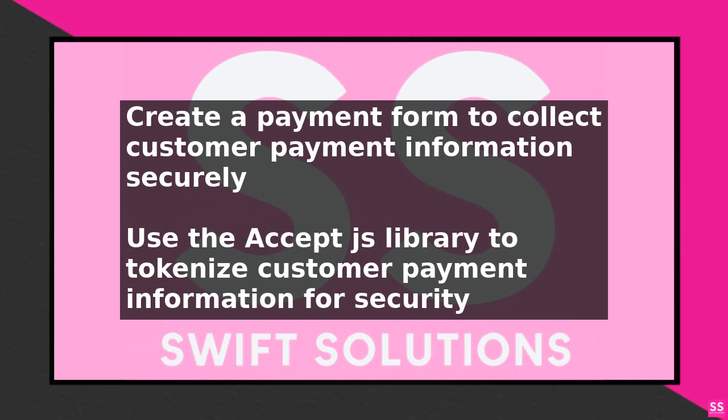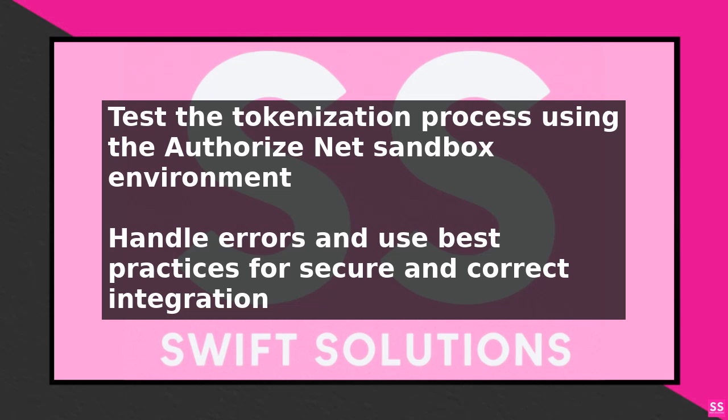To tokenize the payment information, you will need to call the Accept.js getToken method and pass in the payment form data. This method will return a token that you can then use to process a payment. To test the tokenization process, you can use the Authorize Net sandbox environment to create a test payment. Simply call the Authorize Net create transaction method and pass in the token and the payment amount.